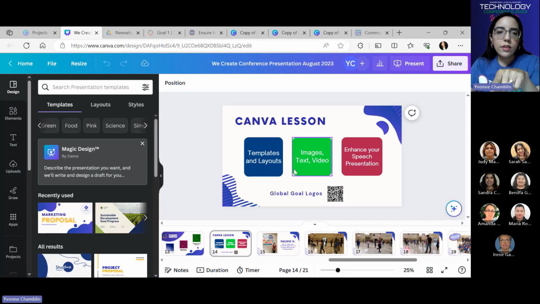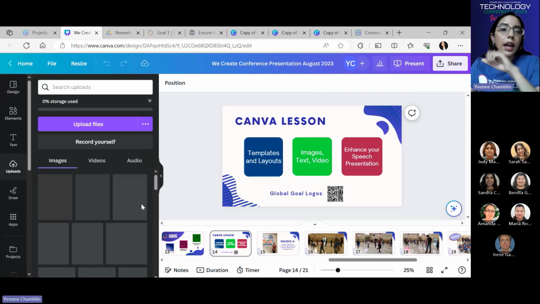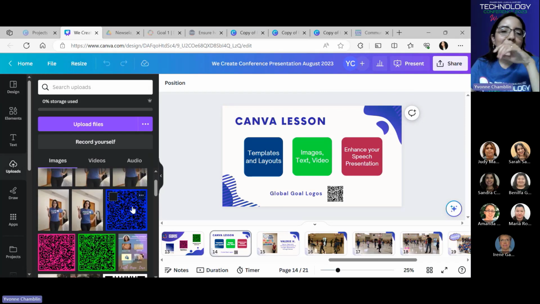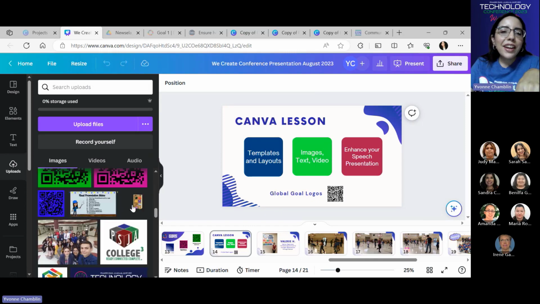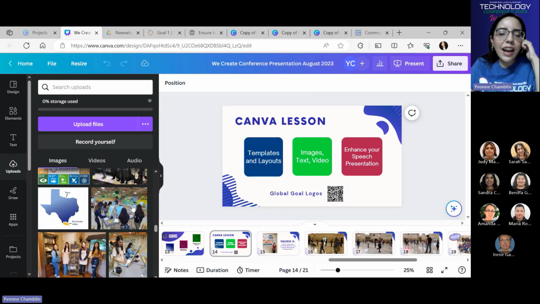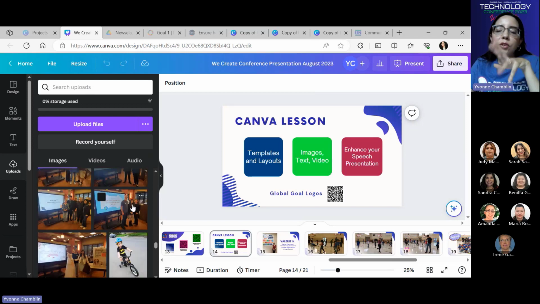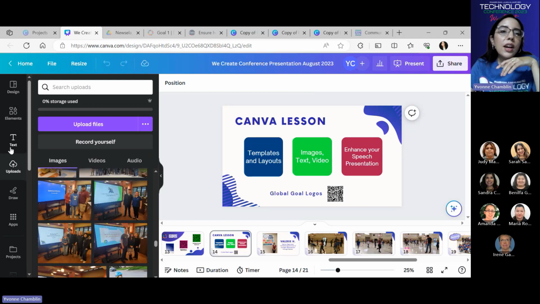The other thing is the images, text, and video. So I know, let me see. I have a giant library of things, and I was doing pictures this morning. I upload stuff all the time. Now, if you haven't played around with it, there's a lot of extra tools in here that you can use. But I really like embedding my own pictures.